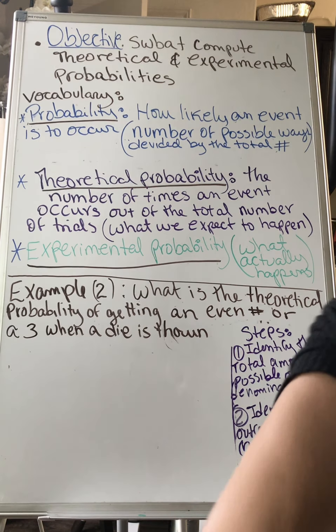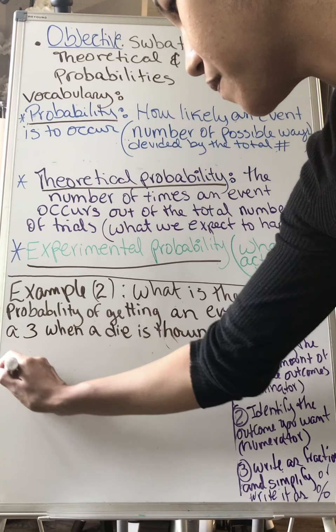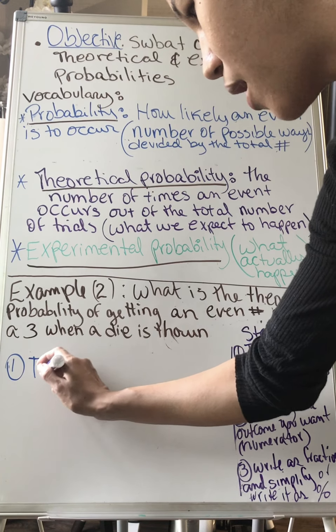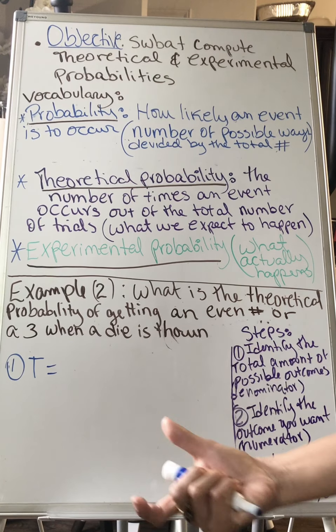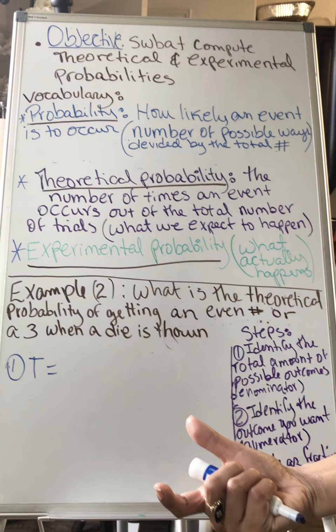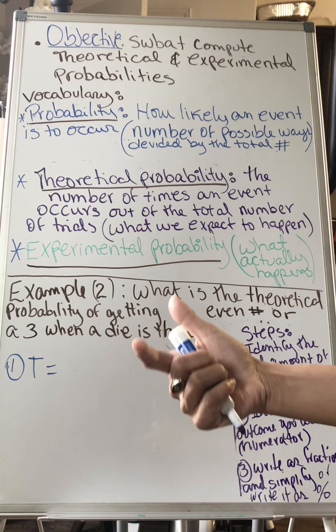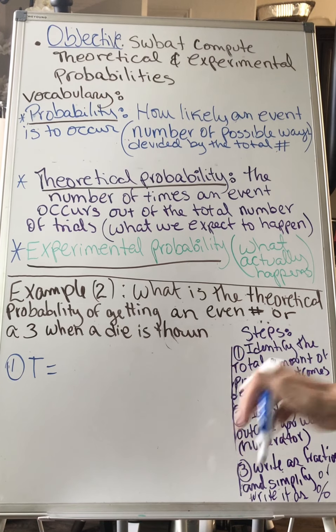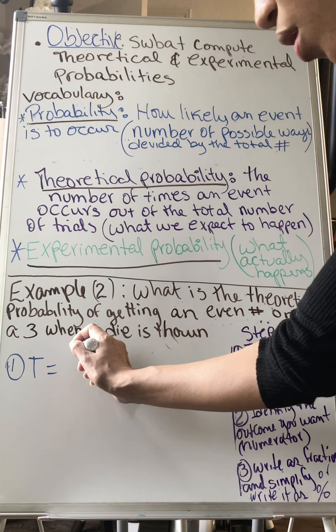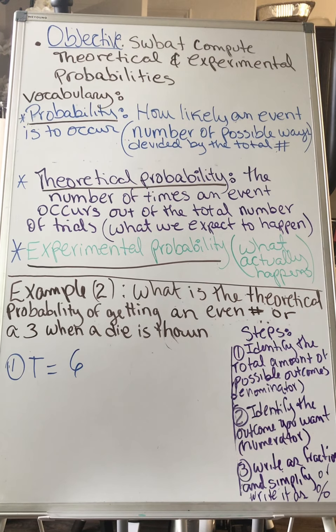So I'm going to identify my total. The total possible outcomes is, and I can actually name them all, my sample space would be 1, 2, 3, 4, 5, and 6. But I just want the amount. Okay, so that's a total of 6. 6 is the total amount of possible outcomes.